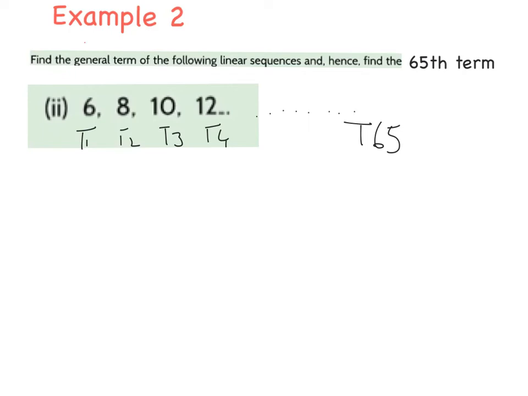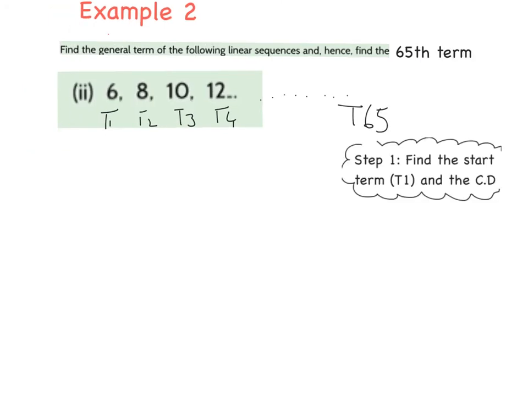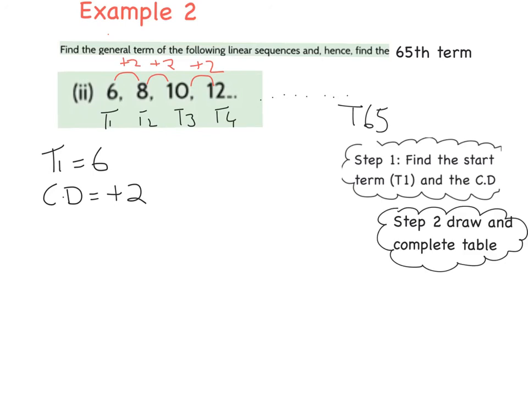In order to find the general formula, we need to follow 2 clear steps. Step 1, find the start term, term 1, and the common difference. So term 1 in this case is 6, and the common difference in this case is plus 2, and between 8 and 10 is plus 2, and between 10 and 12 is plus 2. So the CD is equal to plus 2. The next step I follow is to draw and complete the table.